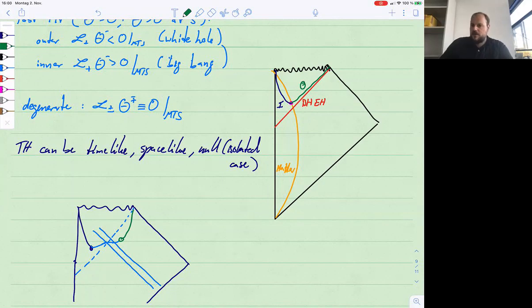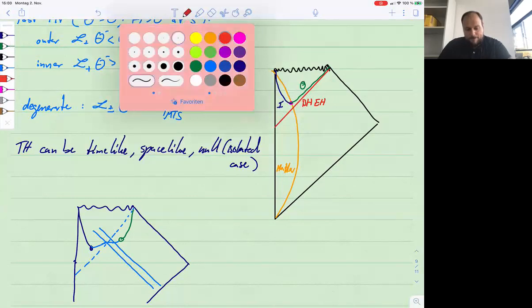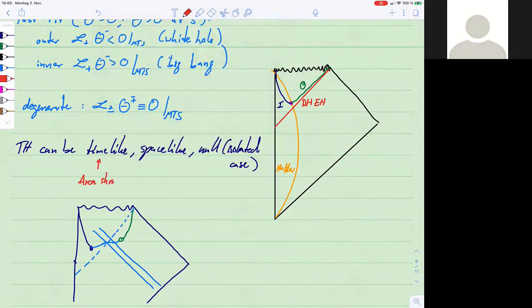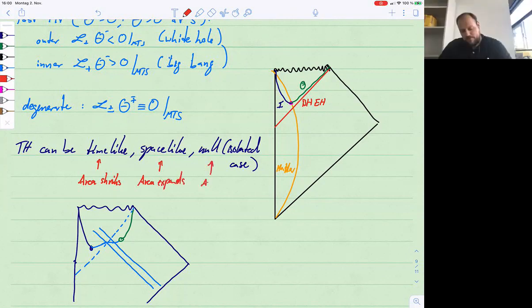So it really depends on the specific system, what you look at, whether it's time or space. Usually you can think of it like this: here, time-like means the area shrinks. Right. Here, the area expands. And here, the area stabilizes.